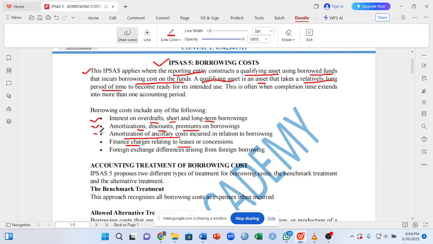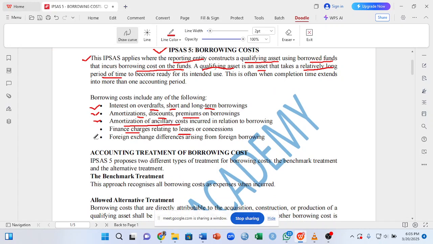And also, if you incur any other cost in connection to the borrowing, you have to consider that. In addition, if you are dealing with a lease or a concession and you incur finance charges, it's also part of borrowing cost. And the last one relates to any foreign exchange differences arising from foreign borrowing.